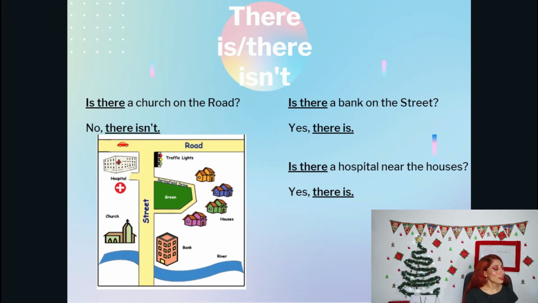Then we have another example. Is there a hospital near the houses? Near the houses. Ok, cerca de las casas. Las casas están aquí. And I need to find where's the hospital. Ok, the hospital is in here. El hospital está al otro lado de la calle.